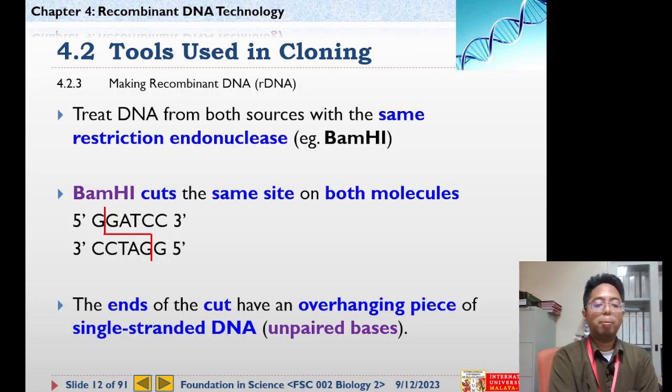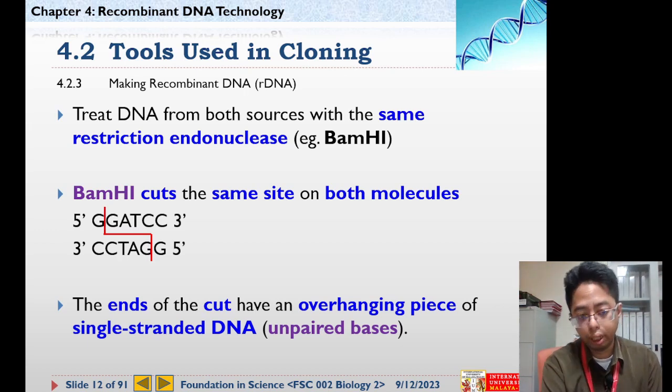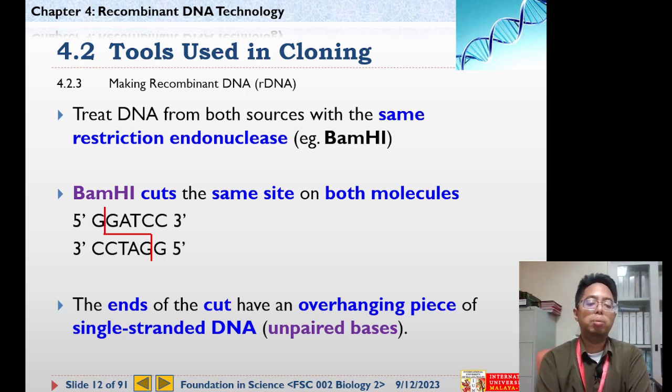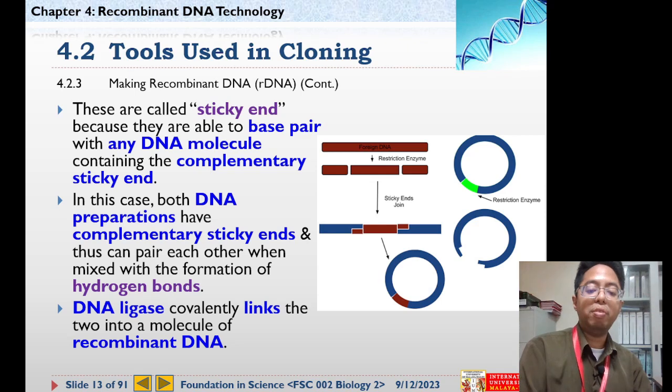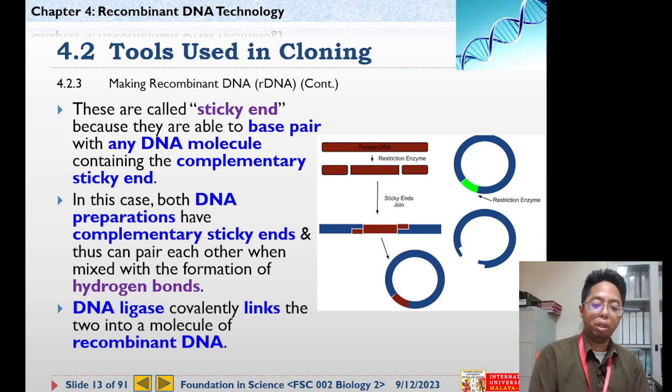So, to make the recombinant DNA, you must treat both sources with the same restriction endonuclease or restriction enzyme. With BamHI, for example, you cut the same site on both molecules, creating the GATCC sticky end. This sticky end would have unpaired bases. These unpaired bases can base pair with another DNA molecule that has the complementary sticky end. When they are bound together with DNA ligase, they form hydrogen bonds with each other and will be merged into one single DNA.